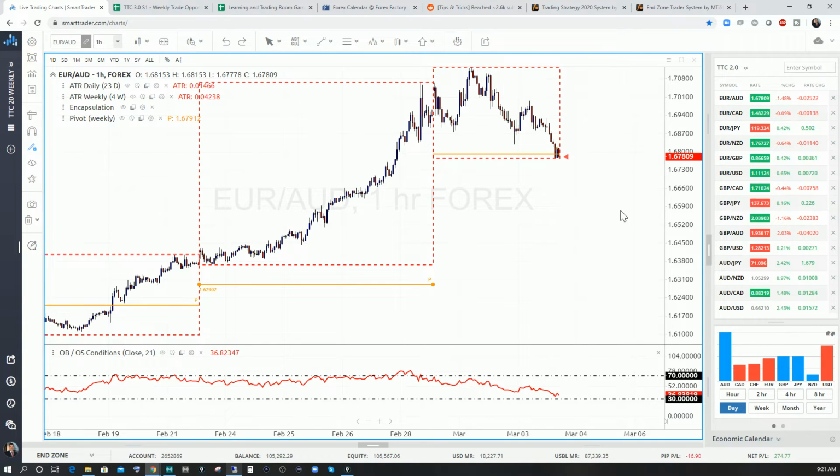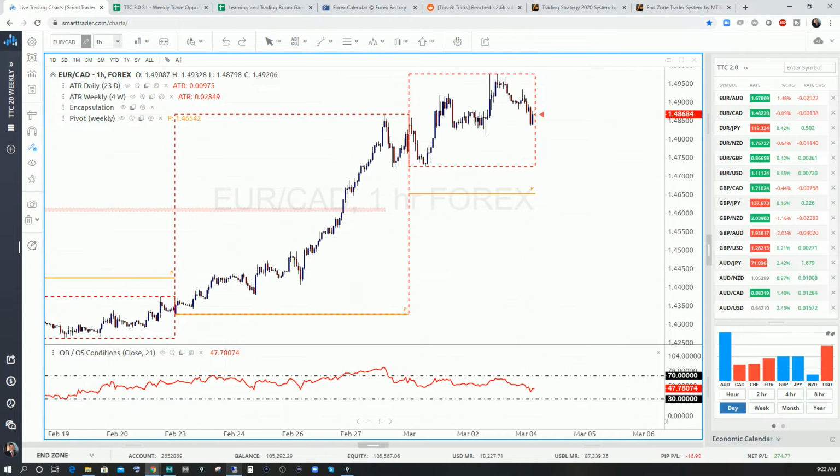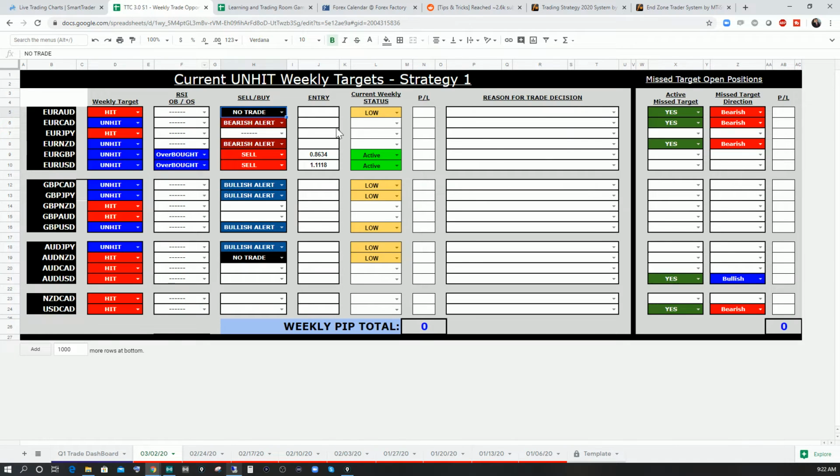And the Euro CAD. Euro CAD still seems to be waiting for price to move here. It's now moving into more of a low probability. We're not active on this one this week, but I'm going to go ahead and call this. Looks like it's going to be a low probability as well this week.